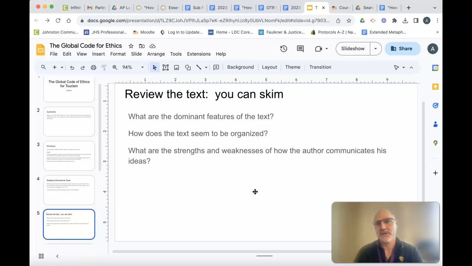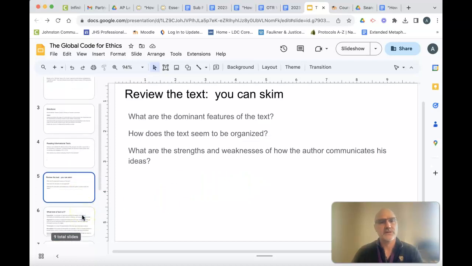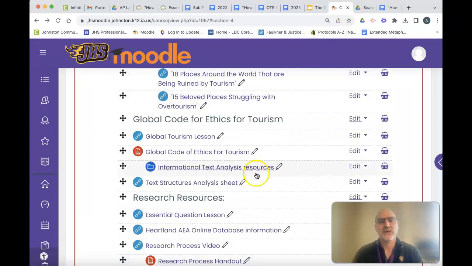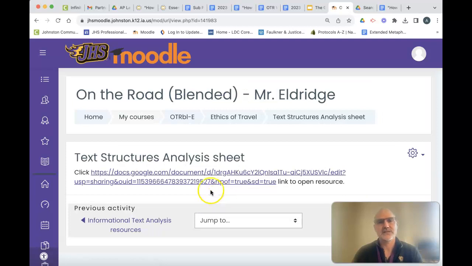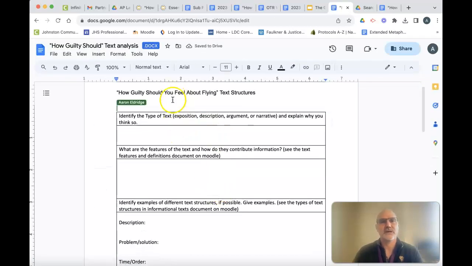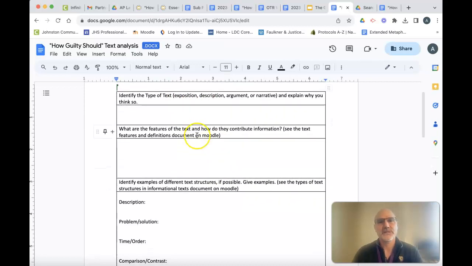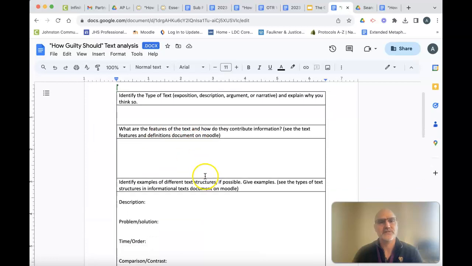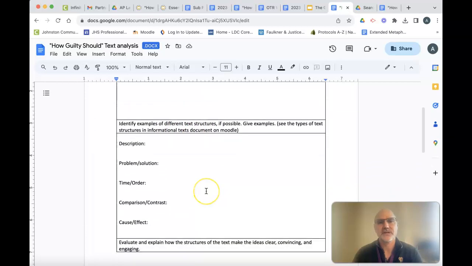I'm not going to stop the video for you to do that because I think we can move on to our next steps. The next step would be using the same text structures analysis sheet. This says at the top that it's for the thing we're going to do on Wednesday, but don't worry too much about that title up there. It's that same exact document, right? What type of text is it? What are the features of the text? Identify examples of different text structures.